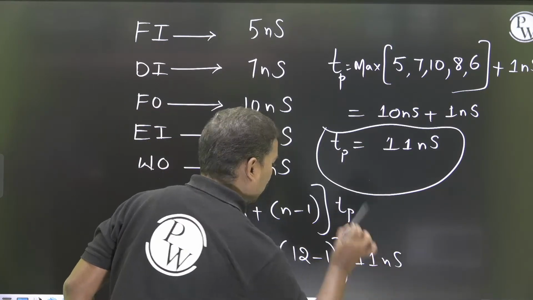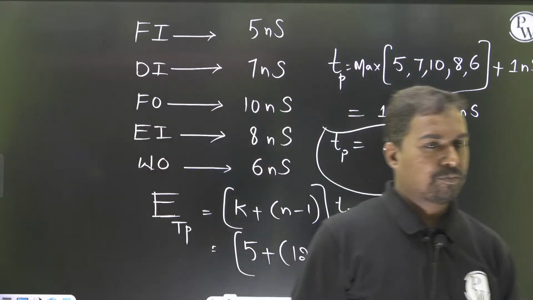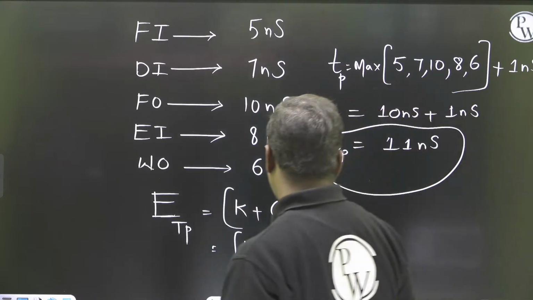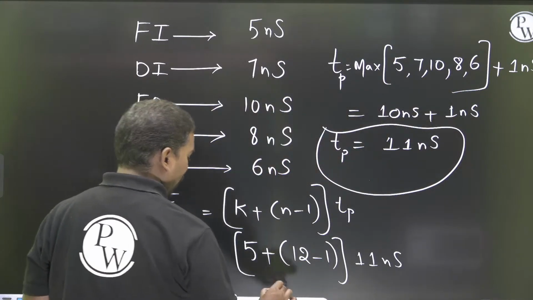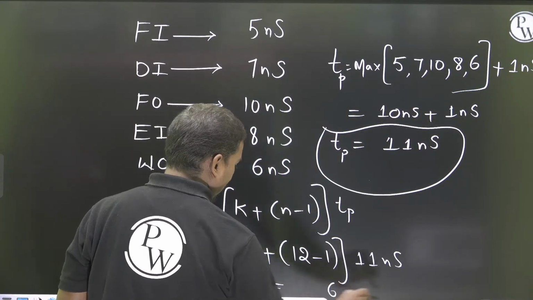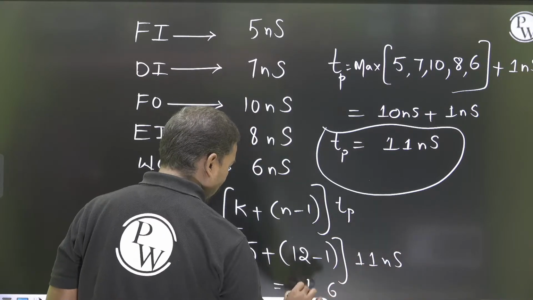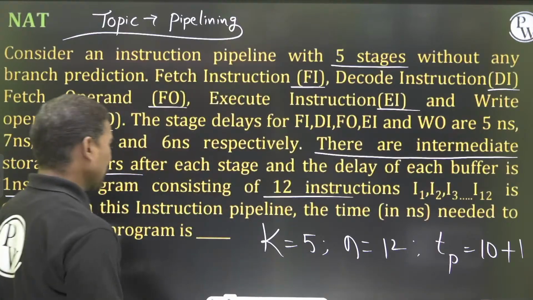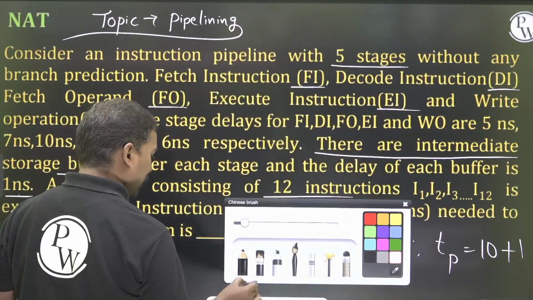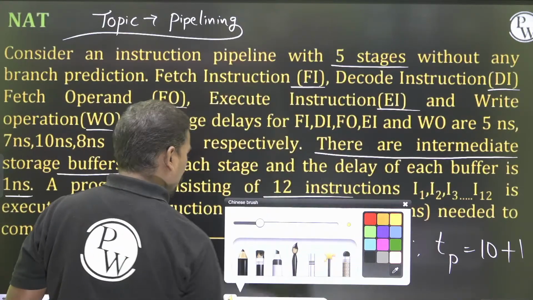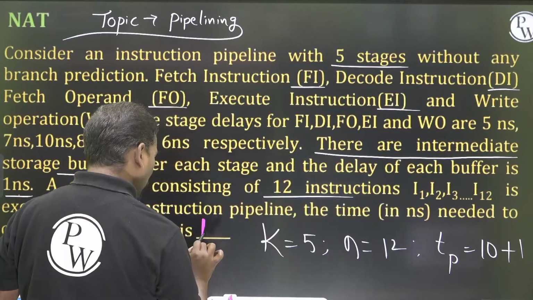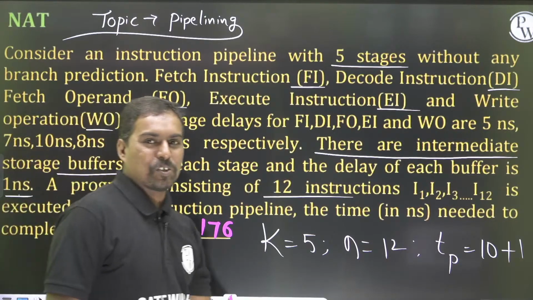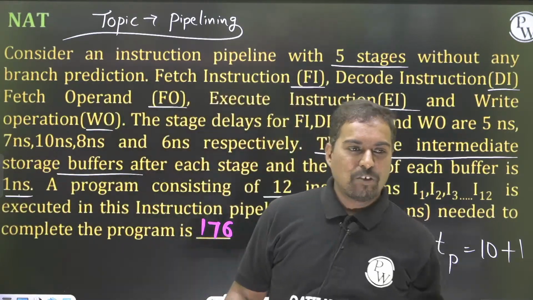So what is the answer, my dear? 12 minus 1 is 11, 11 plus 5 is 16, 16 into 11: 11 sixes are 66, 11 ones are 11, plus 6 is 17. So 176. The right answer for this question is 176. How do you feel about this question?